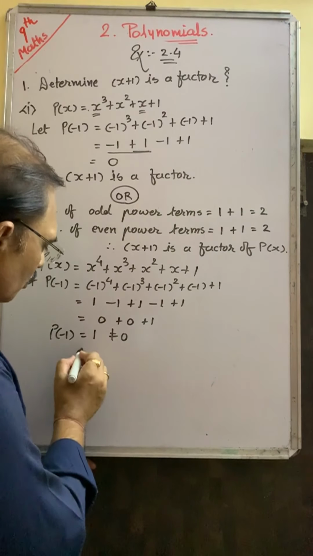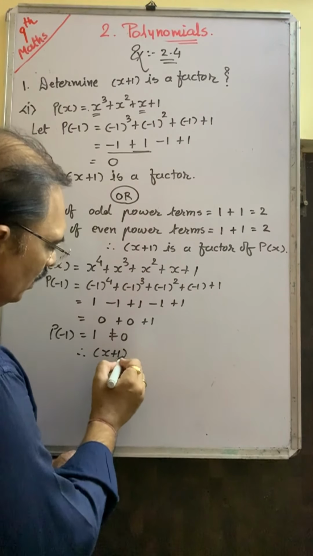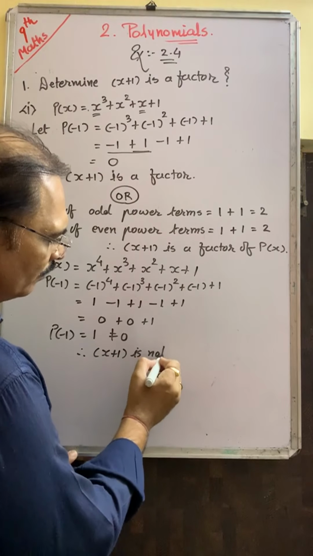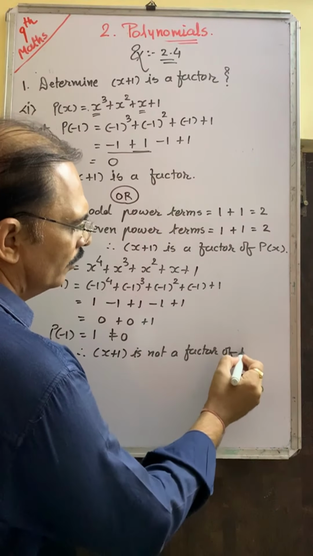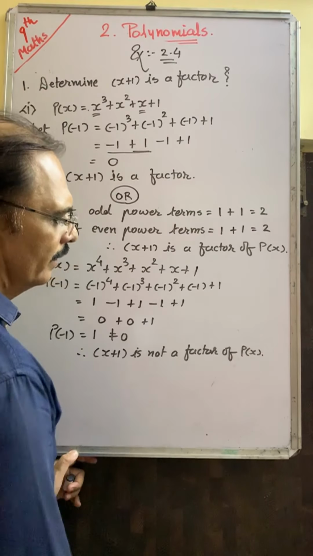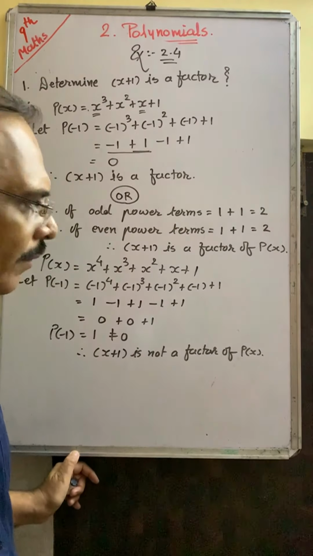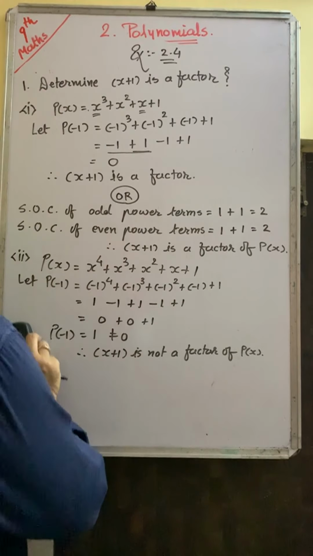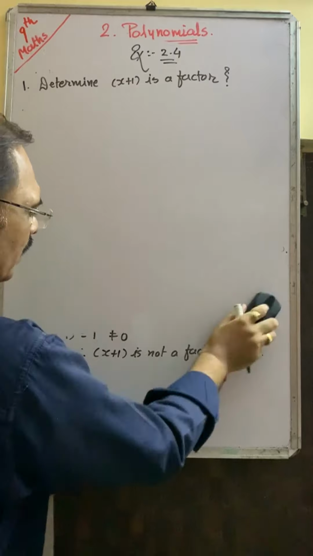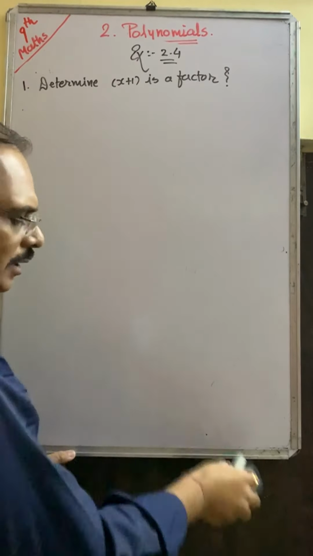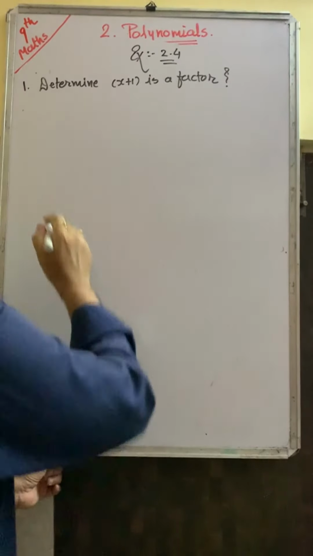If it is not equal to 0, you can write x plus 1 is not a factor of p of x. Is it okay? Now question number 3. Repeat this video and then write it. You can do it by yourself also, it is very easy.